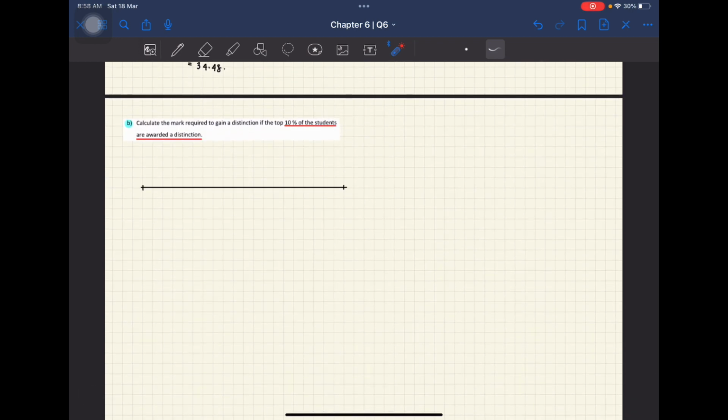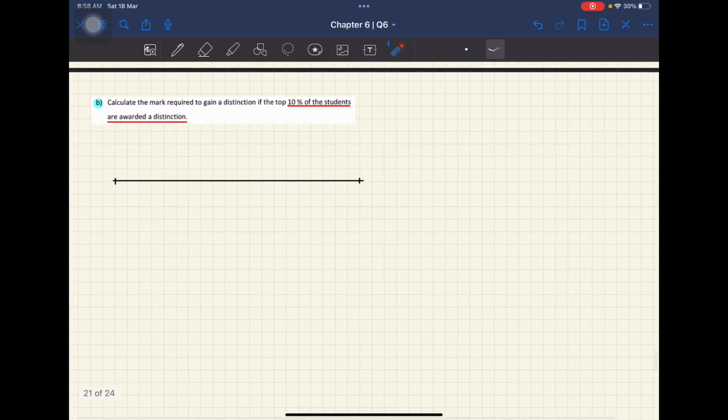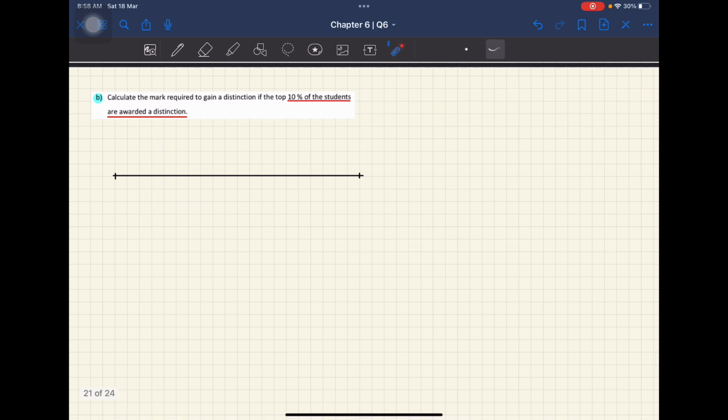So second part of the question dia kata dekat kita, calculate the mark required to gain a distinction if the top 10% of the students are awarded a distinction. Okay, so this is actually an application of the percentile ataupun quartile. Okay, so awak kena faham percentile ni sebenarnya pasal apa.